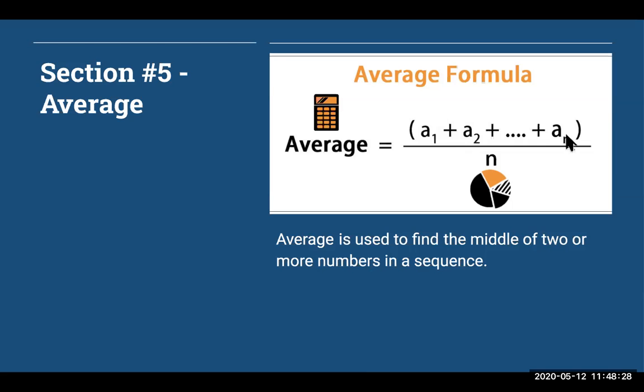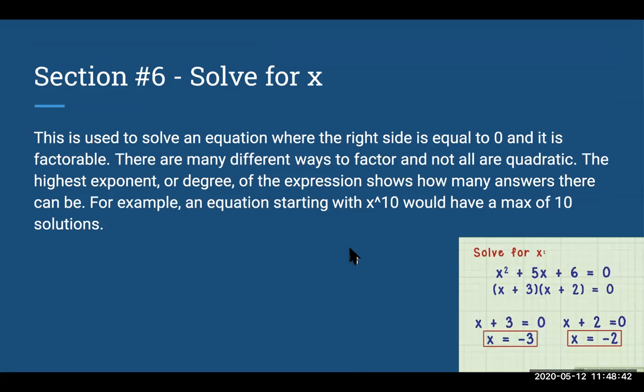Section 6 is solving for x, where we're trying to solve an equation with only one variable, and we want to find all the possible answers. This is used when the right side is equal to 0 and it is factorable, which is where we don't need to use the quadratic formula. Not all of these are even quadratic, as the exponent can be as high as it wants, and that will display how many answers there are. For example, if the degree or highest exponent is 10, there will be a maximum of 10 solutions.